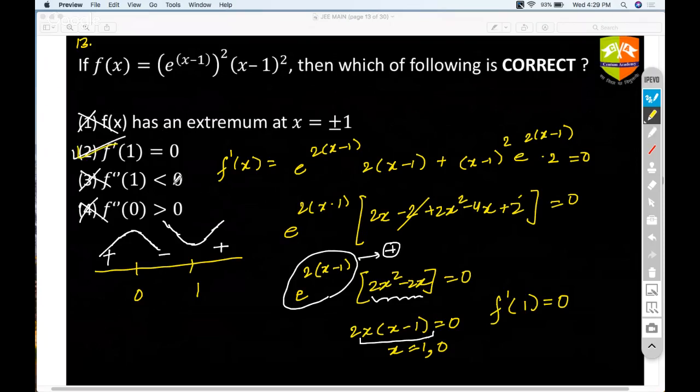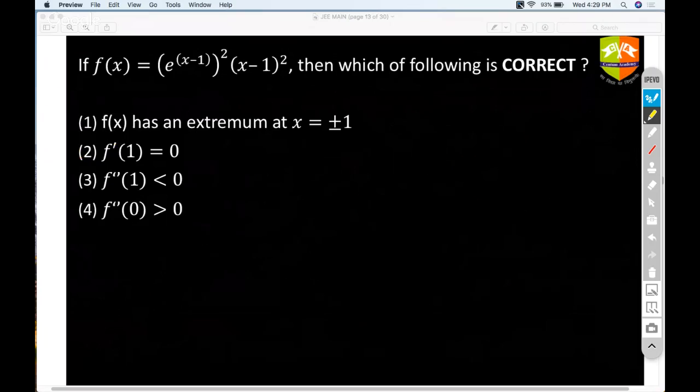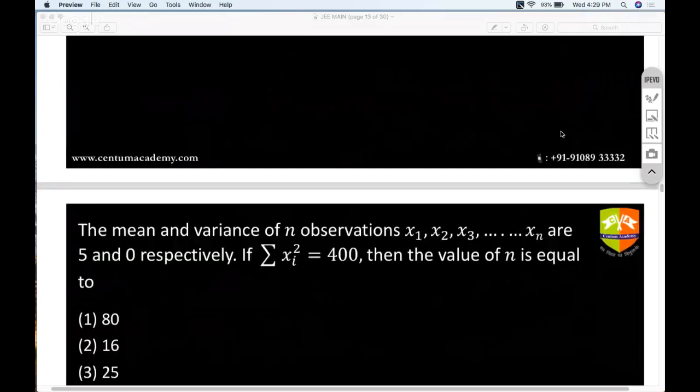Now, why I'm doing all these things is because if they ask this in a multiple option correct question, you should be aware of all the possibilities. But since you know here there is only one option correct, that's why you can save your time the moment you realize that x minus 1 is appearing as a factor for this. Okay, great. So let's move on to the next question now.